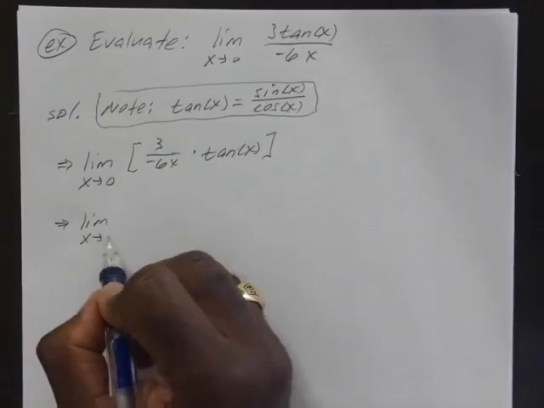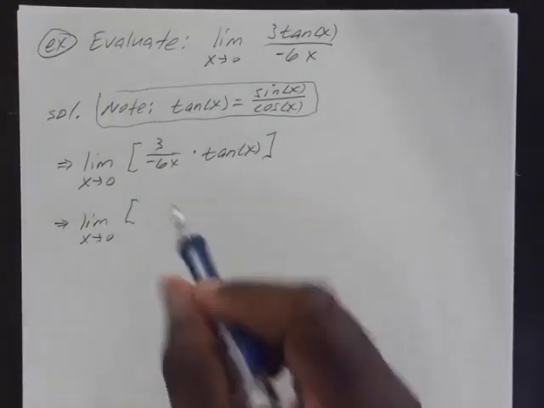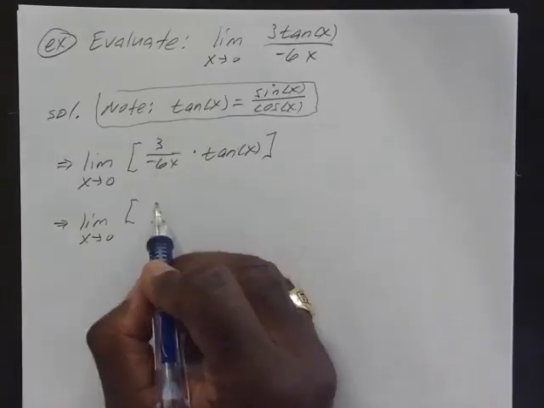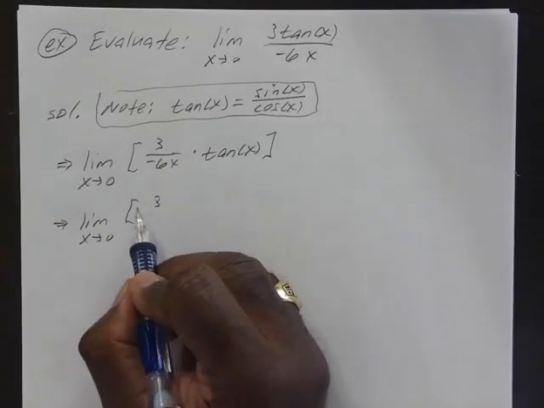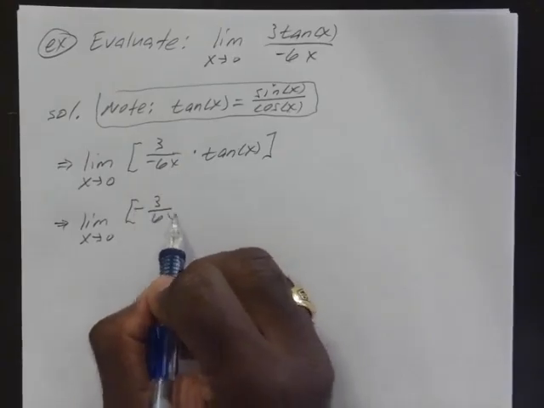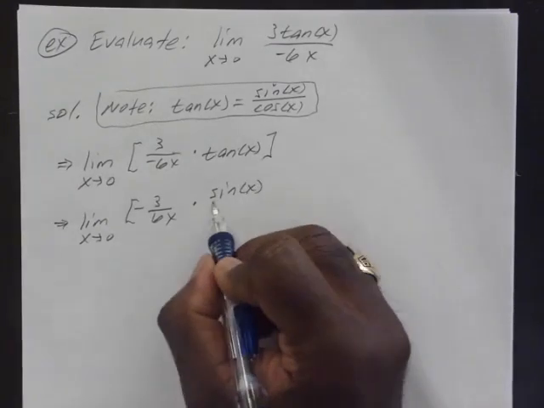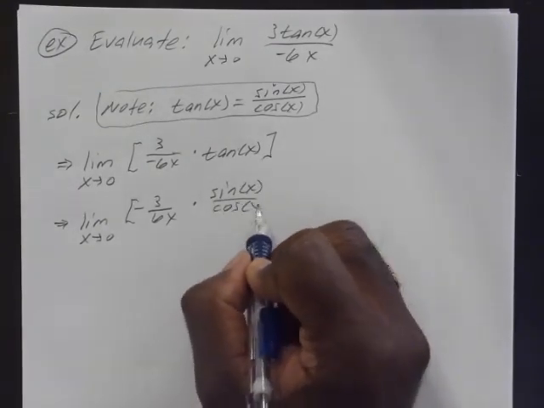The limit as x approaches 0. And you could simplify that if you want to here. You could wait till the end. Doesn't matter. I'll say negative 3 over 6x times sine of x over cosine of x.